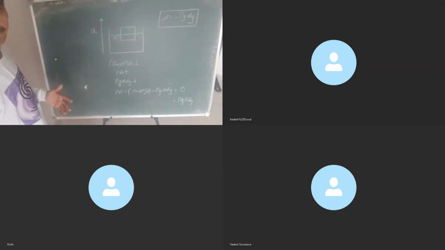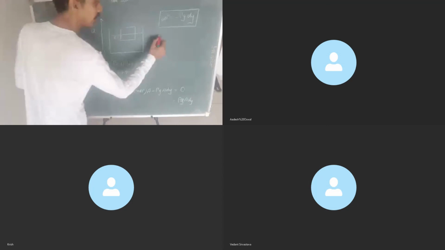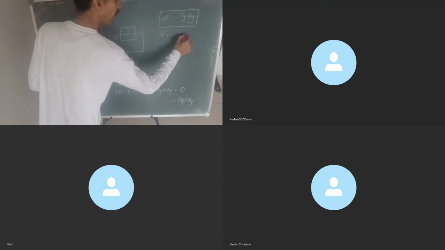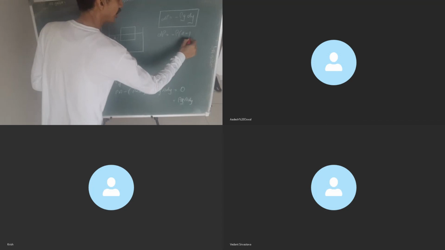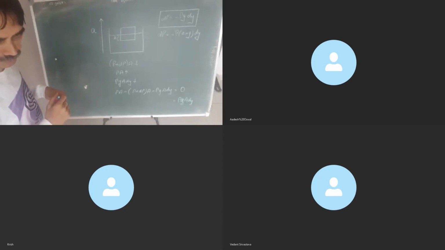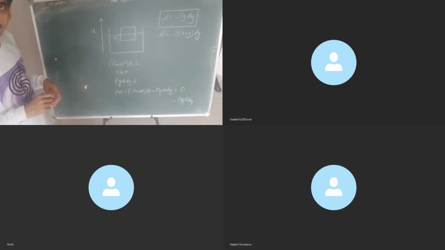Clear? Then you will get dp equal to minus of rho into (a plus g) into dy. Check it. Minus of rho (a plus g). If moving up, it is a plus g. If moving down, it is g minus a. Clear?